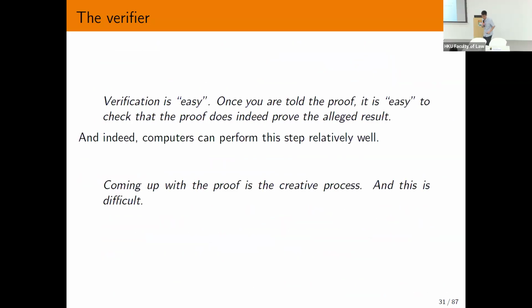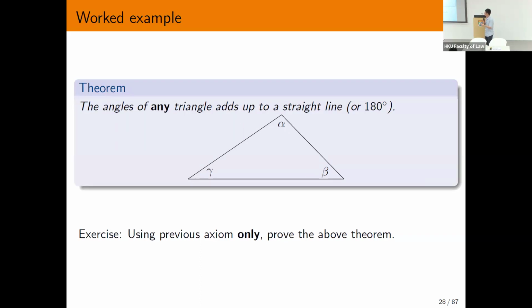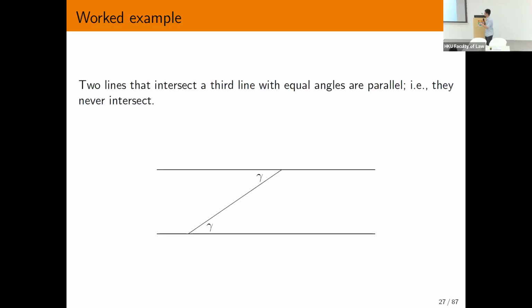So what is the catch here? The catch is this: verification is easy. When I say easy, I mean computationally easy. Once Benjamin told you the proof, you could check for yourself that the alleged theorem was true, because you just have to check that it was indeed using this result twice.